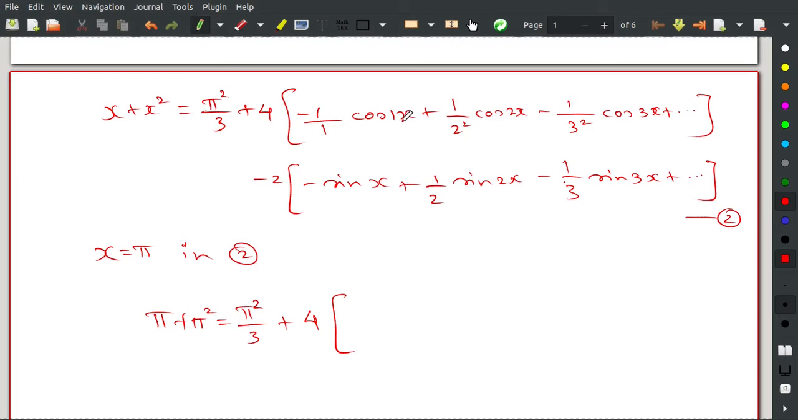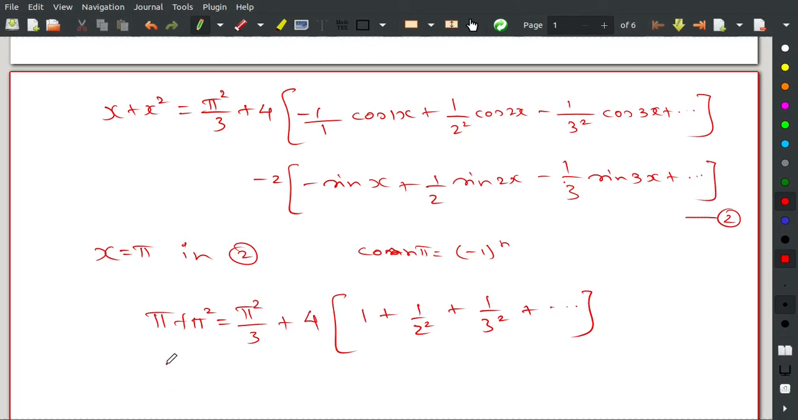Cos of pi is minus 1, minus of minus 1 is plus 1, 1, right? And cos 2 pi is 1, therefore 1 by 2 square, and this one is plus 1 by 3 square, because cos of 3 pi is minus 1. We have to remember cos n pi equals minus 1 whole power n. For odd we have minus 1, and for even we have positive 1, plus etc. And these sine terms will become entirely 0.